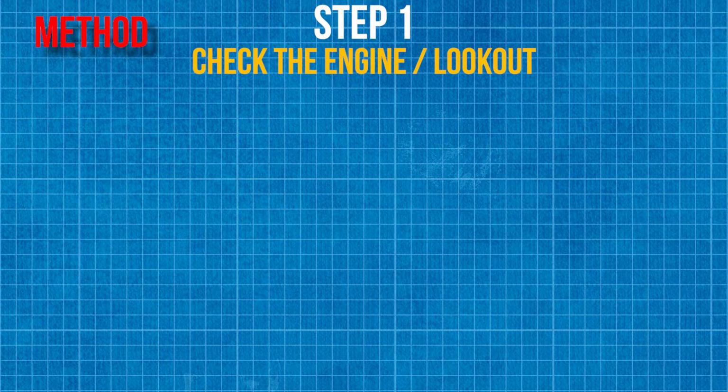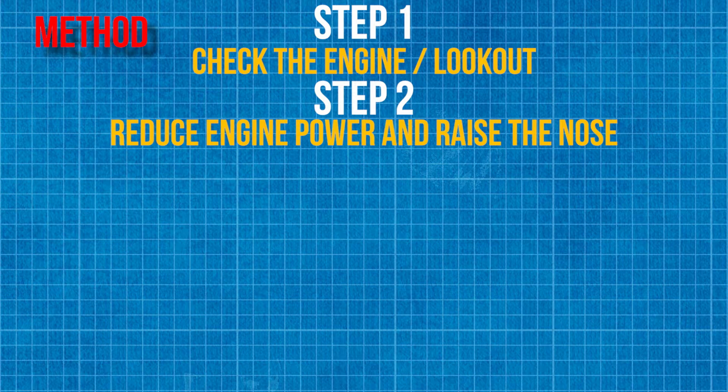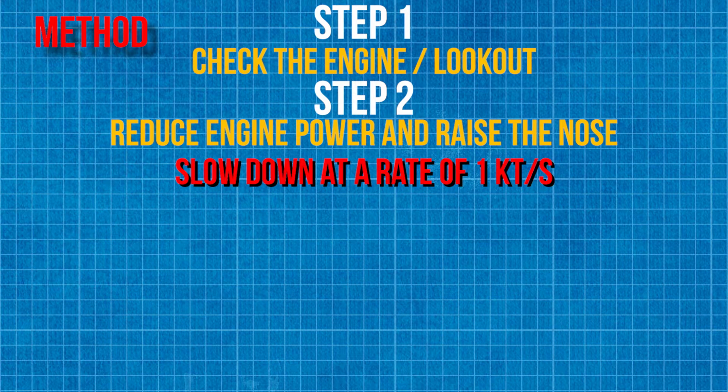We are going to gently reduce the engine power. At the same time as reducing the engine power, ease the stick back. Look over the nose at the horizon, and you should see the nose starting to rise above the horizon. We want to slow down at a rate of 1 or 2 knots every second. We don't really want to slow down much faster than this, otherwise we will enter a stall very quickly.